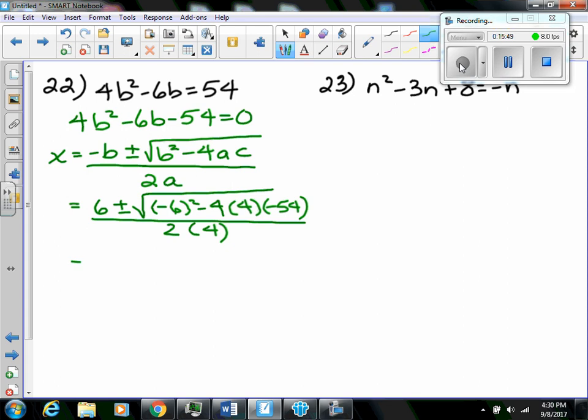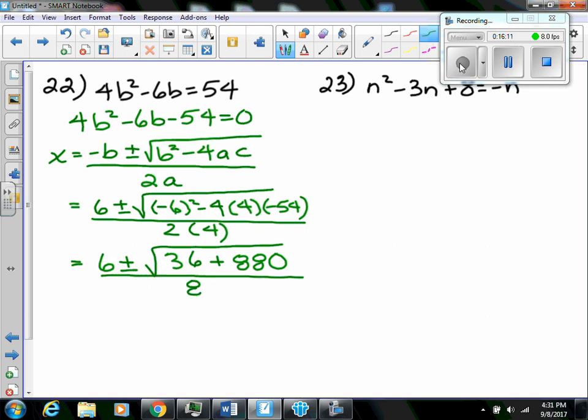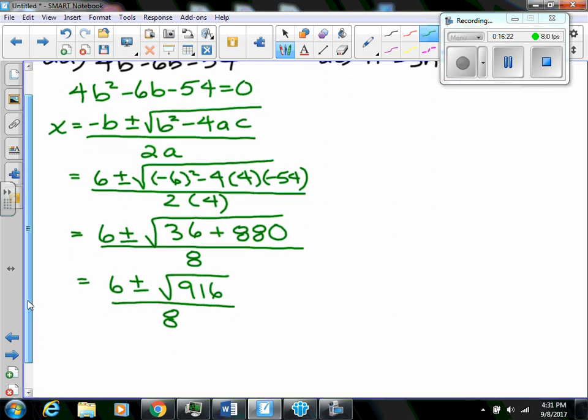All right, so in my next step, 6 plus or minus the square root of 36 plus 880. You just need to put it in the calculator. Negative 4 times 4 times 54, and you get 880. And all of this will be divided by 8. So 6 plus or minus the square root of 916 divided by 8.